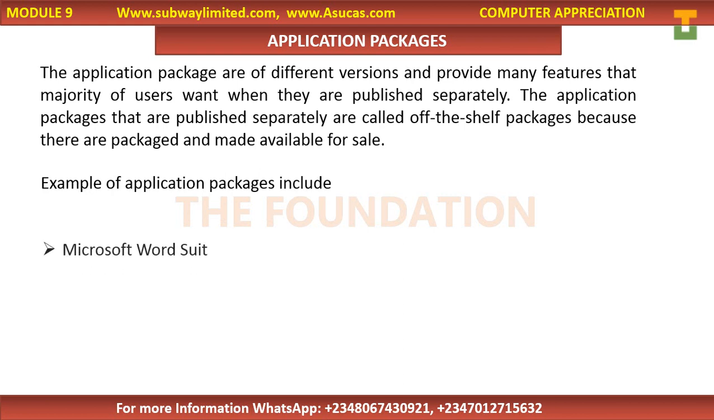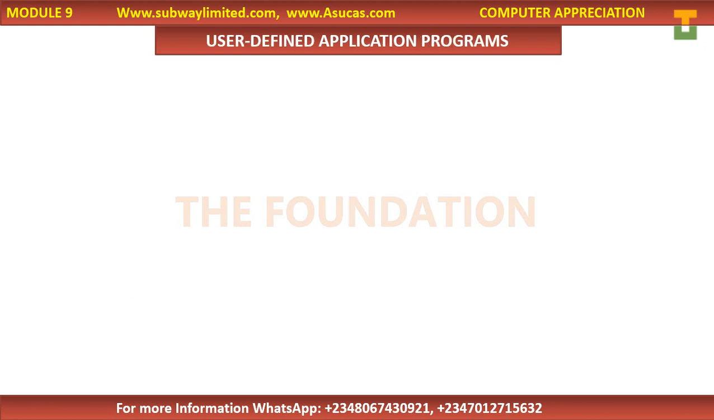An example of application packages is your Microsoft Word Suite. When you say Microsoft Word Suite, that means we have other applications. When you install Microsoft applications, they come with other applications: Excel, PowerPoint. So we call it a suite. That is number one example of an application package. The Corel Draw that we all know, AutoCAD, etc. Those are application packages.